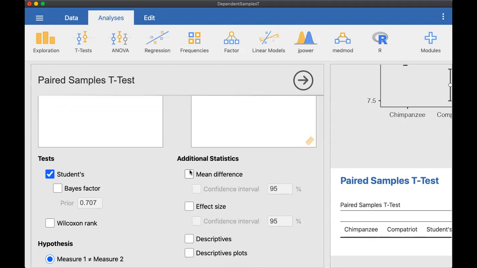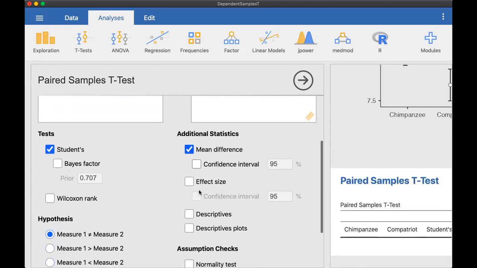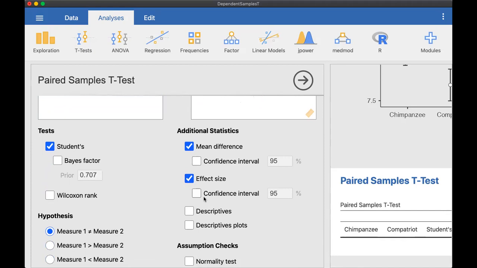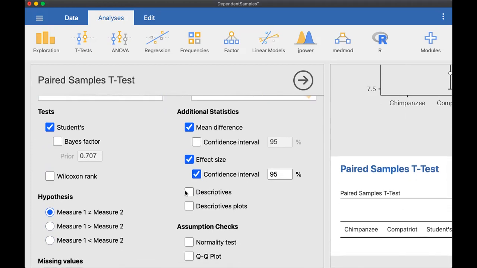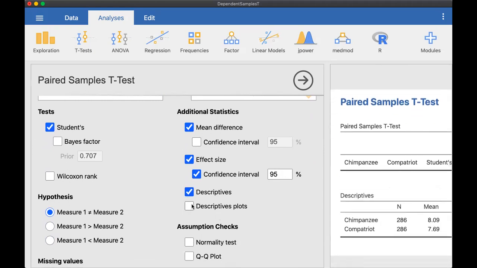But let's also click on the mean difference. Let's get an effect size estimate. That's that Cohen's dz that we talked about how to calculate by hand in the slides. And then let's get a confidence interval around that effect size estimate. Let's also look at descriptive statistics. We want to see the means of our two groups. And let's also get some graphs.